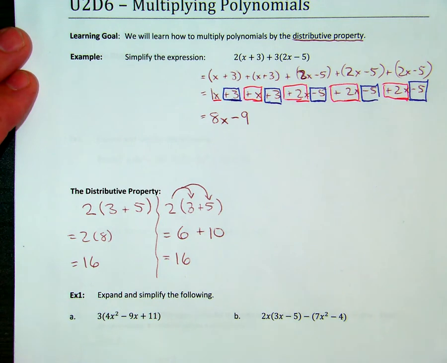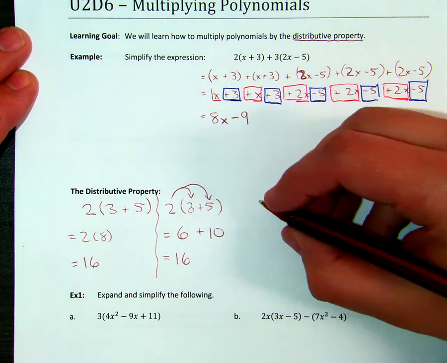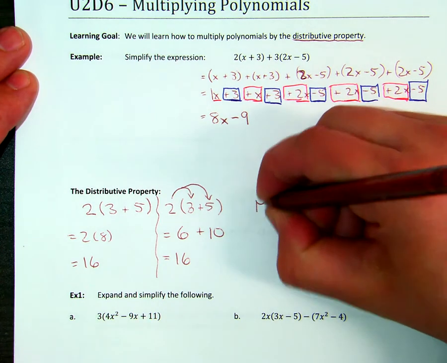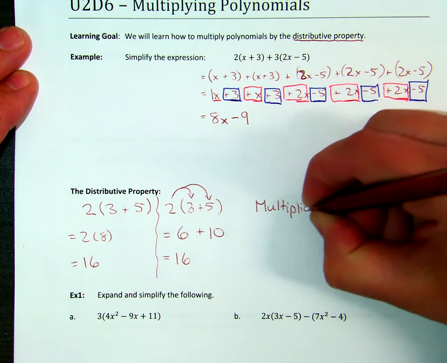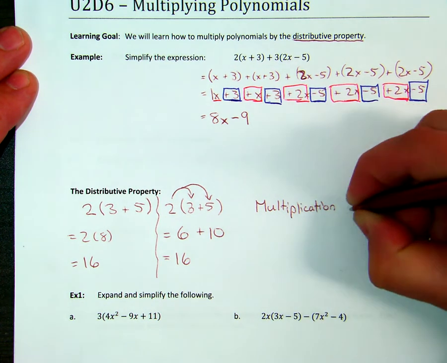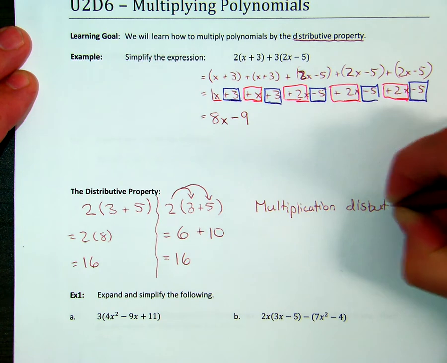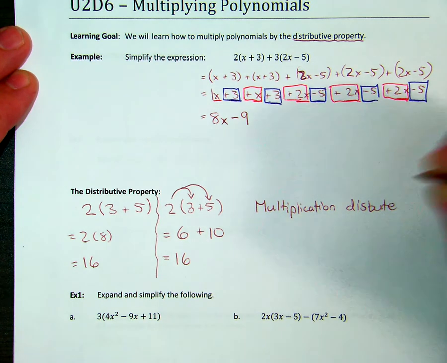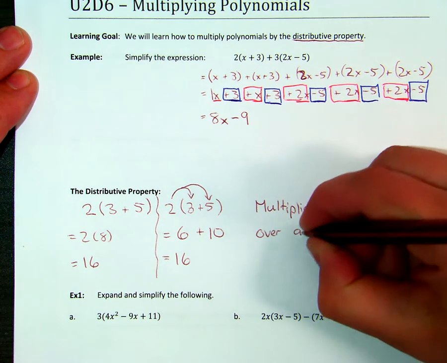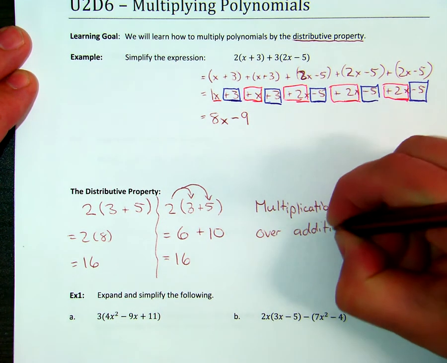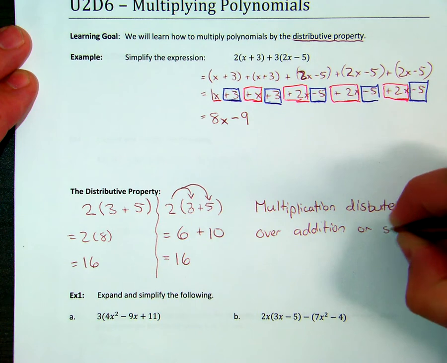That's the distributive property. What we would say in words is that multiplication distributes over addition or subtraction. So multiplication distributes, and that's that word, distributes. The distributive property distributes over addition or subtraction.